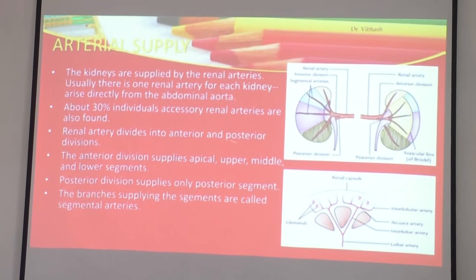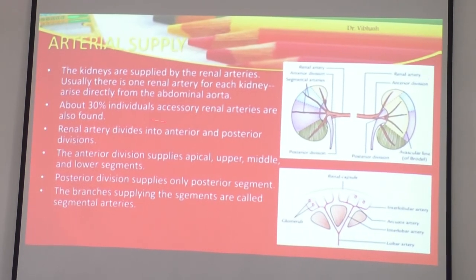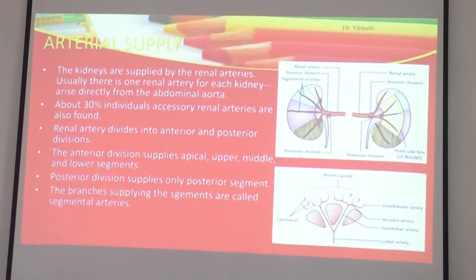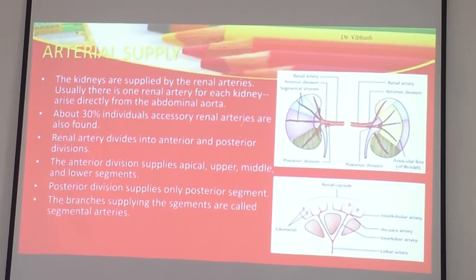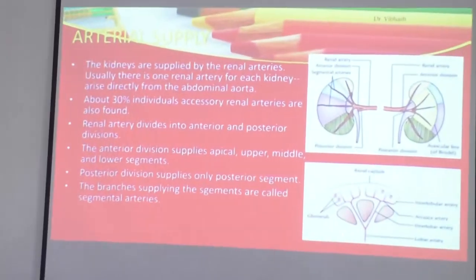Renal artery divides into anterior and posterior divisions. You can see the division here: anterior is for the four segments and posterior is for the posterior segment of the kidney. So the anterior division supplies the apical, upper, middle and lower segments, and the posterior division supplies only the posterior segment of the kidney. The branches supplying the segments are called the segmental arteries. This lower artery is the segmental artery.